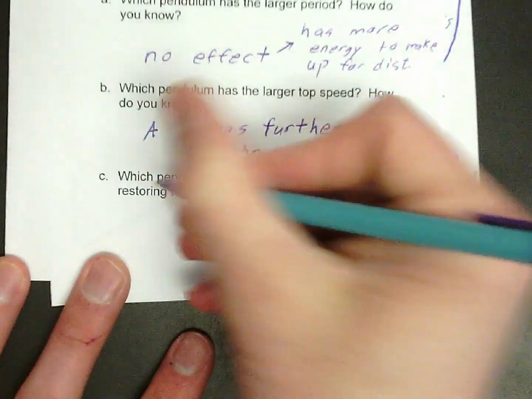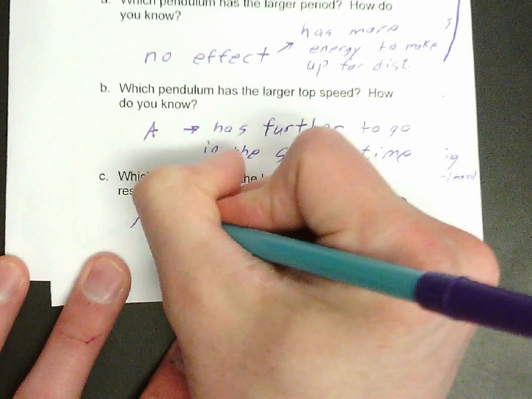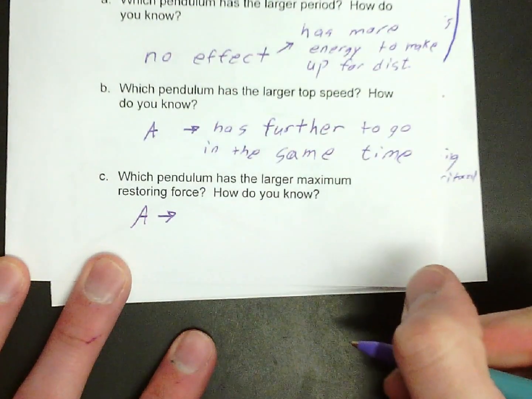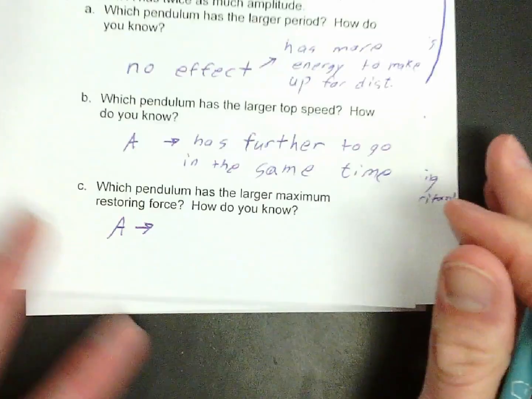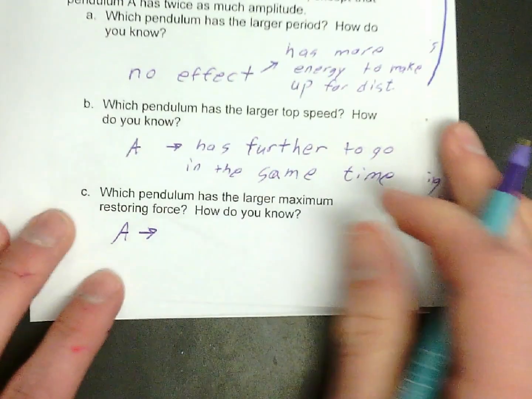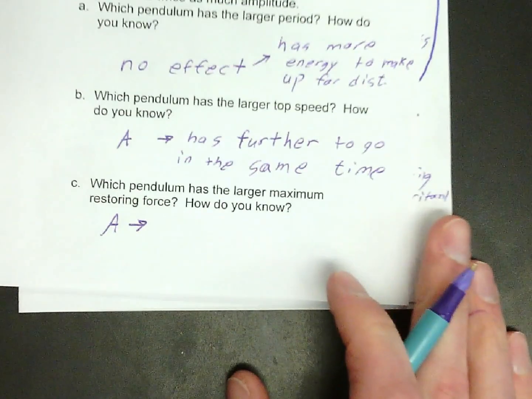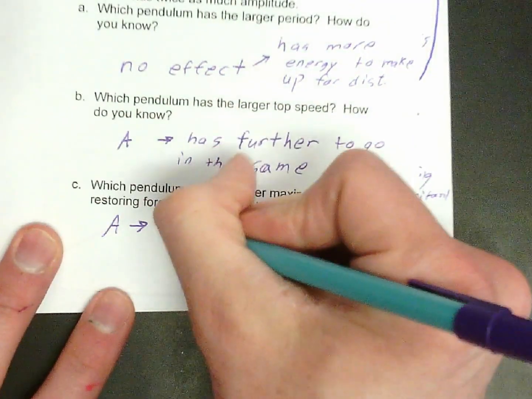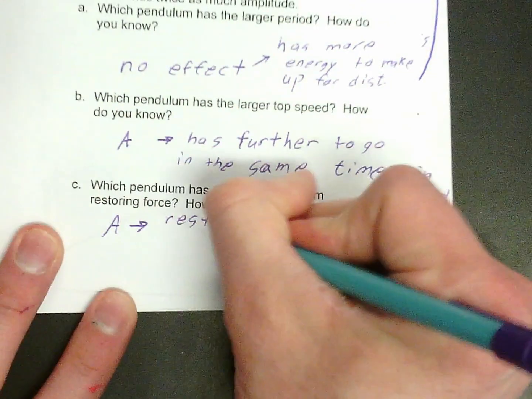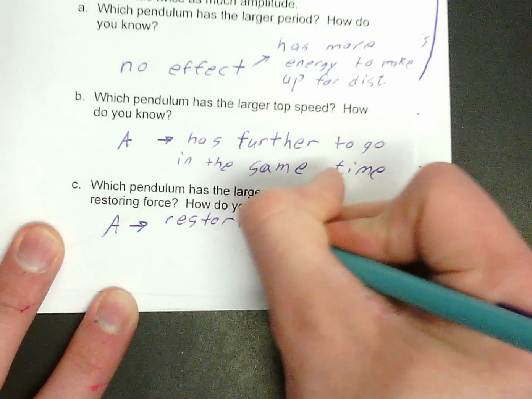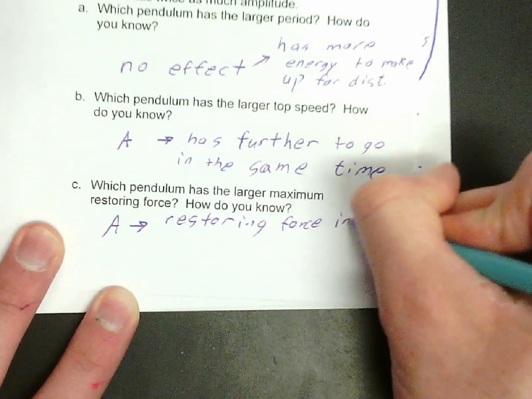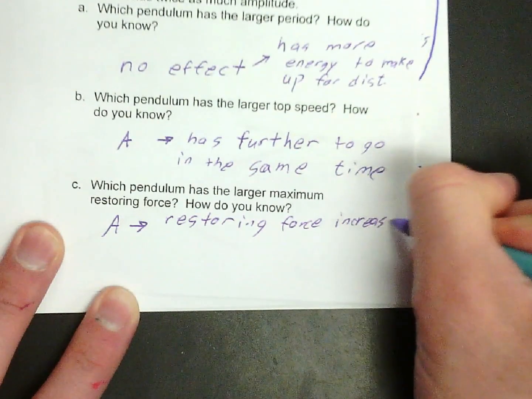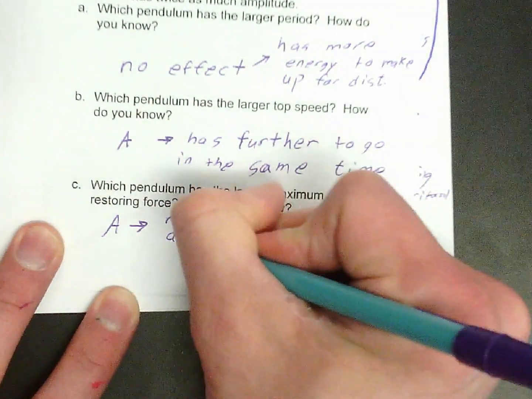It's A. Oh, I know why. Why? Because the more pullback you have, A has more pullback in the middle because it travels a further distance to get there. Yeah. So it's got to have more force on it to do that. So restoring force increases as you get further from equilibrium.